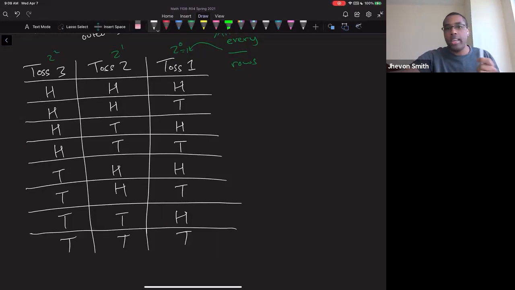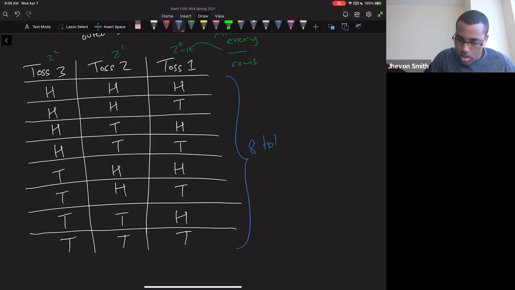I can get a heads first, heads second, heads third, or heads first and second but a tails third, or a head then a tail then a head, or a head then a tail then a tail, or a tail then a head then a head, or a tail then a head then a tail, or a tail then a tail then a head, or all 3 tails, right? This is all possibilities, and I can actually see all possibilities right here. I can tell you specifically what's going to happen. And now you see that there are 8 total possible outcomes for the 3 toss experiment.